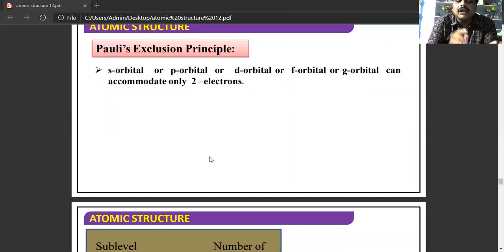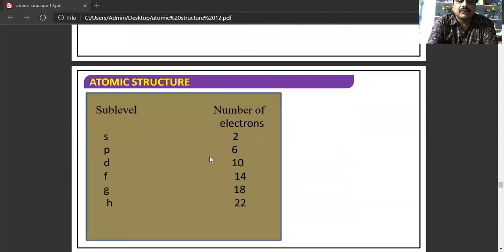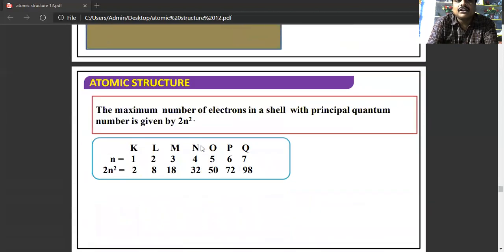Whether it is an s orbital, p orbital, d orbital or f orbital, any orbital can accommodate a maximum of 2 electrons. So this is the sublevel and how many electrons: the s orbital, since it has only 1 orbital, holds 2 electrons. P has 3 orbitals, px, py, pz, so 3 into 2, 6 electrons. d holds 10, f holds 14 and so on.